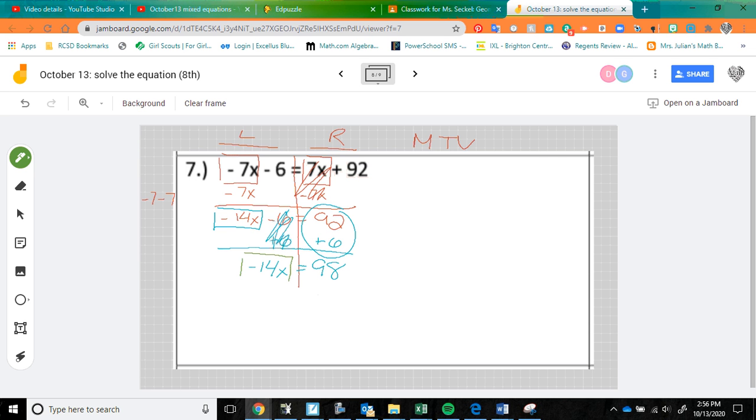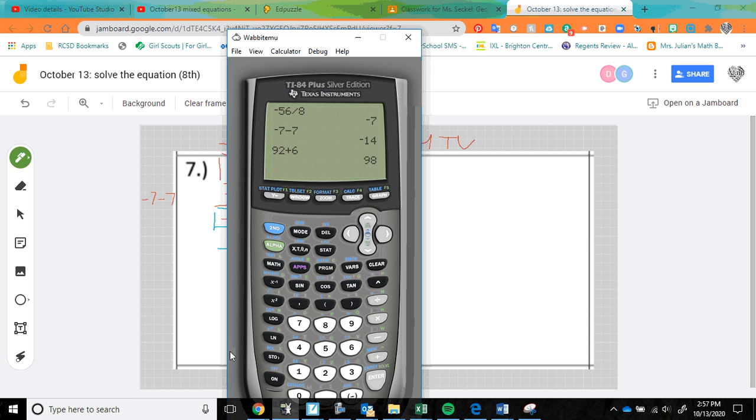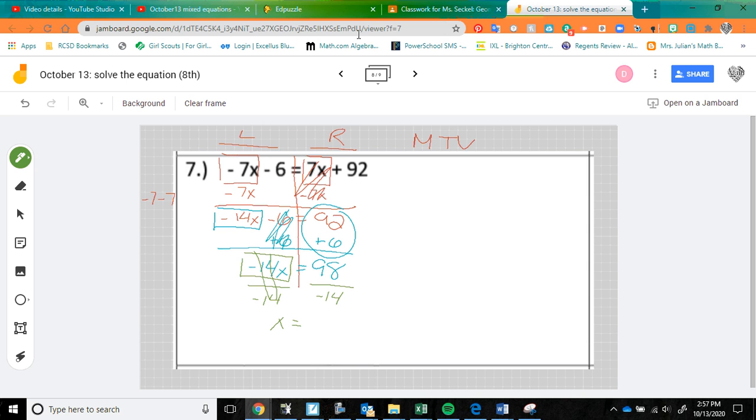We still have numbers on the same side as the x, so it's boxed up again. We have this -14. It's inside the box. That means times. Opposite of times is divide. So we're going to divide both sides by -14. X left right here. So in the calculator, you would do 98 divided by -14, and you get -7. And that is our final answer for number 7.